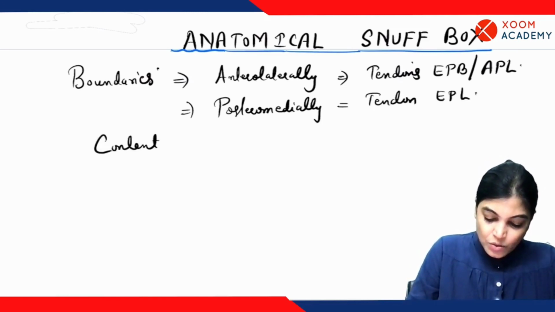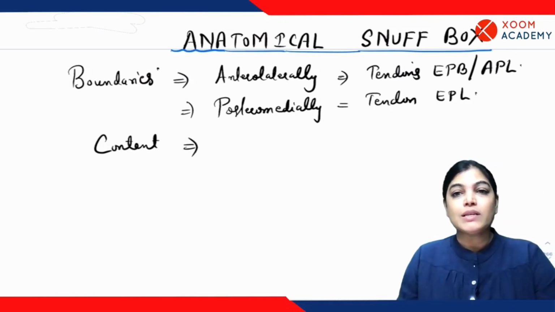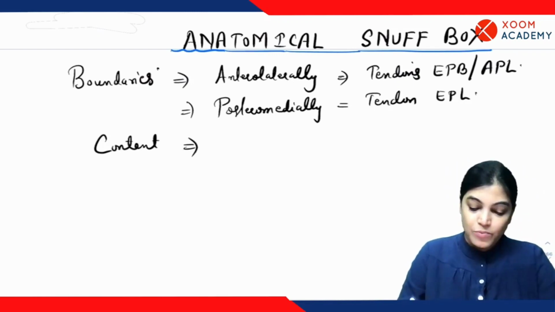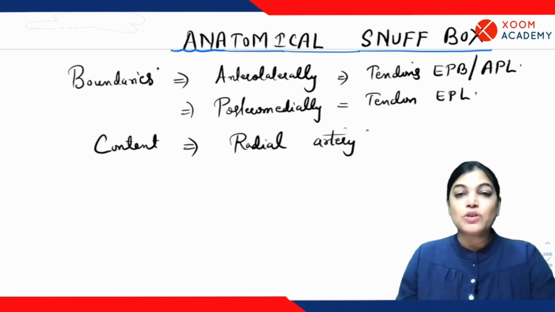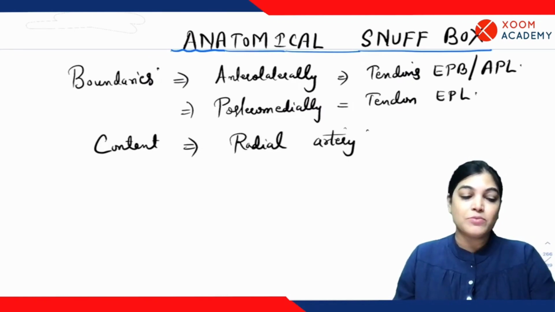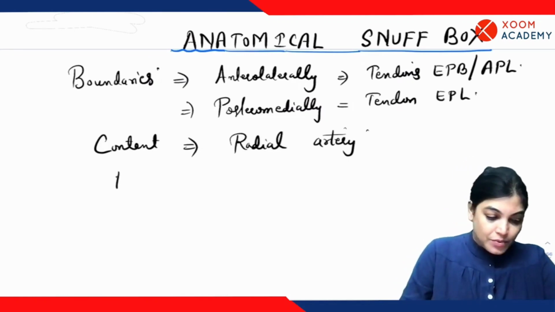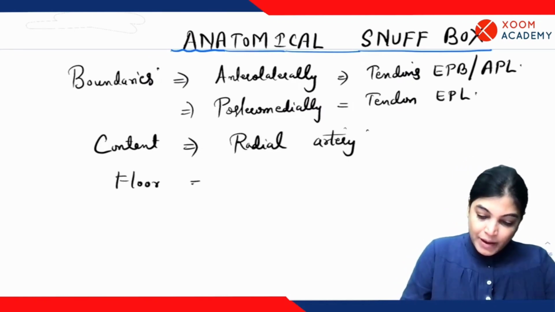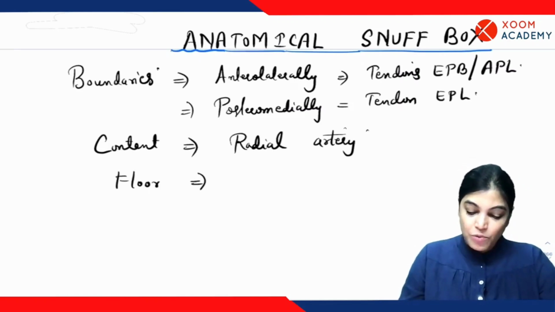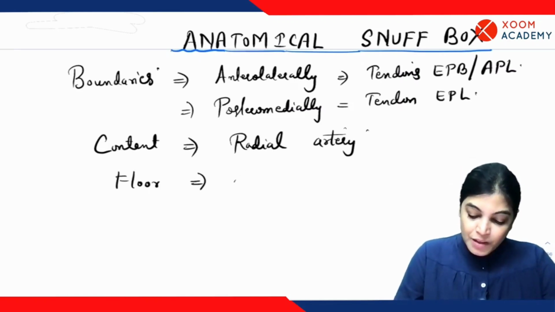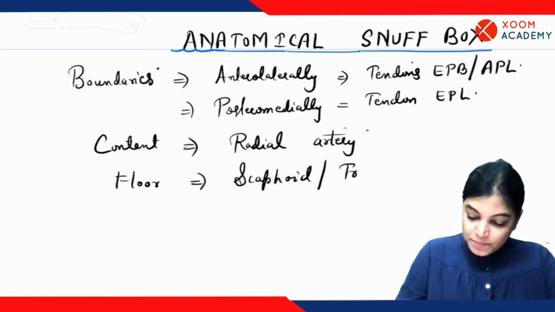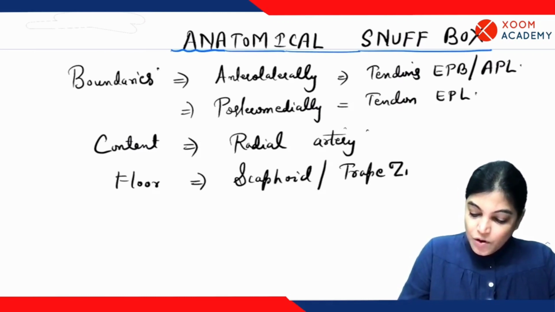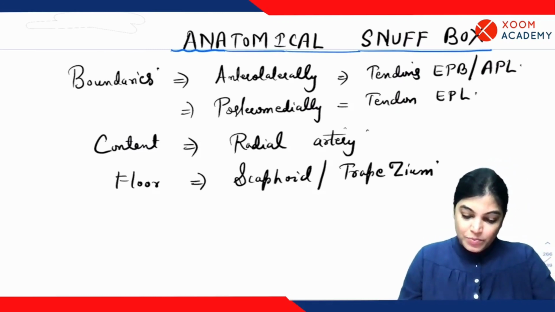Content. We have one important content located in anatomical snuff box, the radial artery. On deep palpation, you can feel the pulsation of the radial artery in the location of anatomical snuff box. Also, if I talk about the floor of anatomical snuff box, it is formed by the carpal bones. It is formed by the scaphoid bone and that of trapezium.